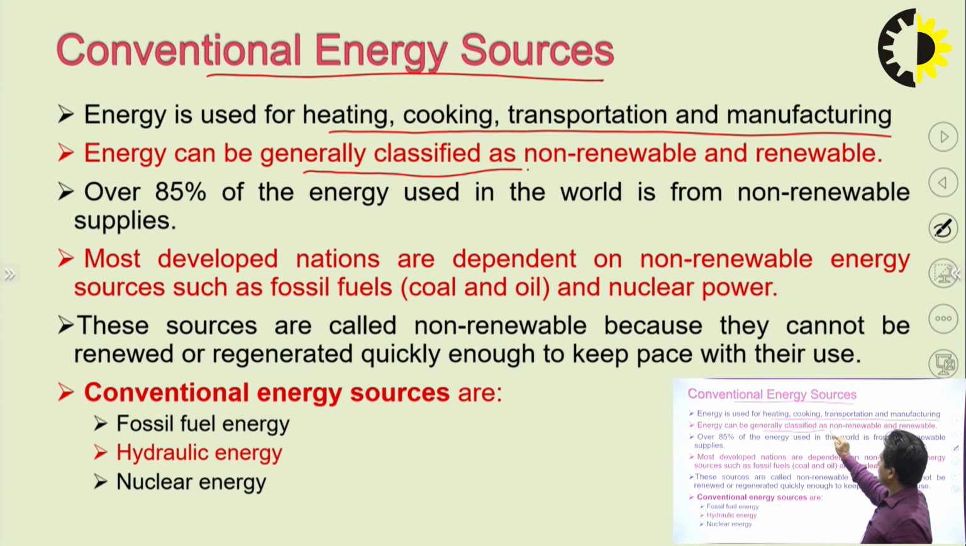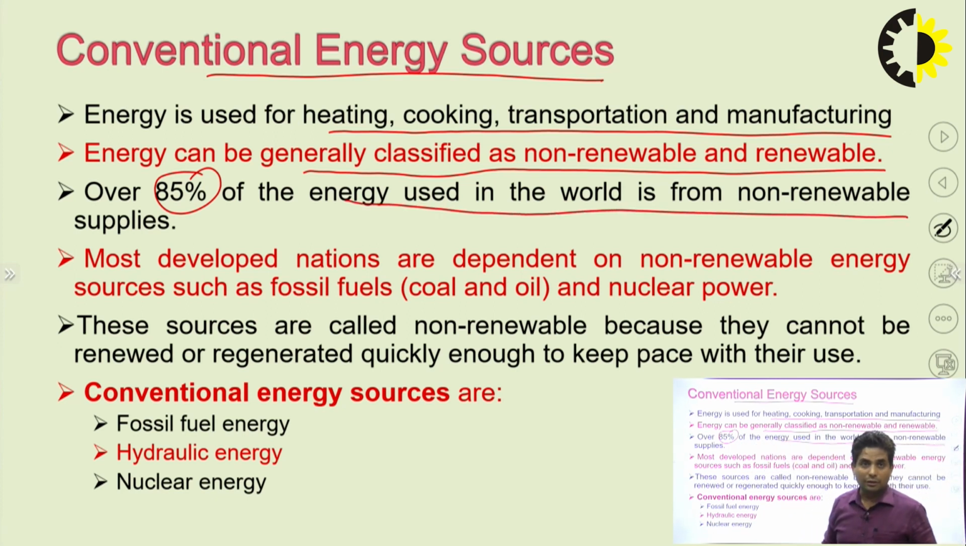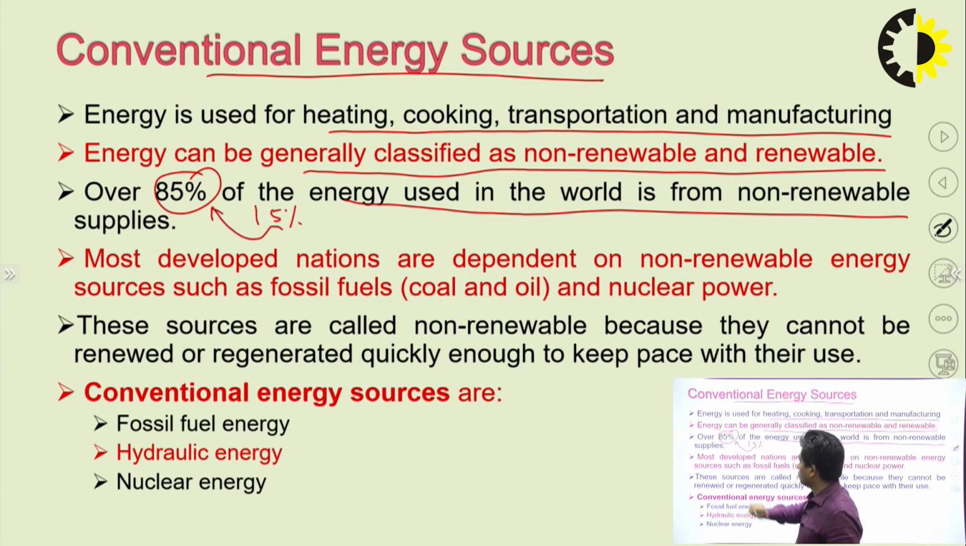Energy can generally be classified as non-renewable and renewable. Over 85% of the energy used in the world is from non-renewable energy supplies. It clearly shows that we are using only 15% of the world's energy requirement from renewable sources. 85% comes from fossil fuels like coal, oil and nuclear. These fuels are for a limited time, so we need to shift from this 85% and 15% split so that we can use renewable energy.